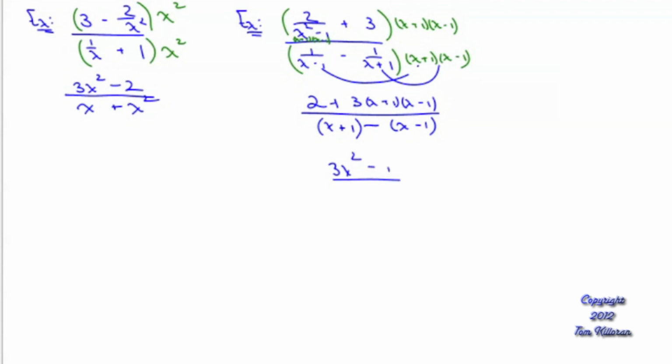Over. Ooh. X minus x. What's x minus x? 0. What's 1 minus a negative 1? 2. God, I hope it doesn't turn out to be 0. That'd be horrible. And there's your answer. 3x squared minus 1 over 2.